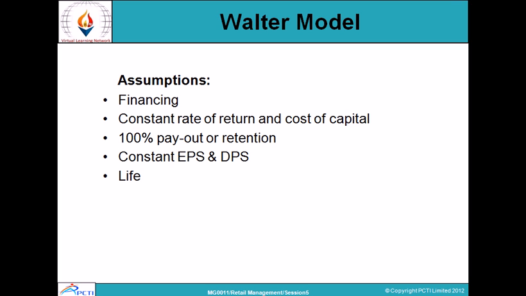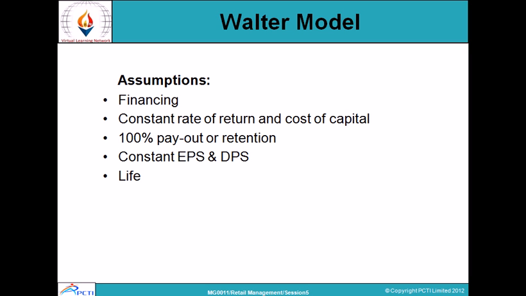The cost of capital will not give a constant rate of return, and the cost of capital may not remain the same. It can change from time to time. The third assumption of the Walter model is 100% payout or retention. It says whatever profit the company makes, 100% is paid to the shareholders in the form of dividend. However, it is the board's decision whether the company wants to declare 100% as dividend or retain something.